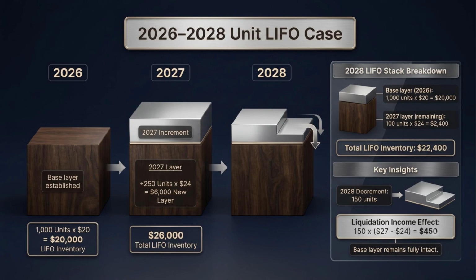In 2028, ending units fall to 1,100. The company removes 150 units from the 2027 layer, leaving only 100 units from that layer. The 2028 LIFO stack is the base layer of $20,000 plus 100 units at $24 or $2,400. Total LIFO inventory is $22,400 and the liquidation income effect is $450.